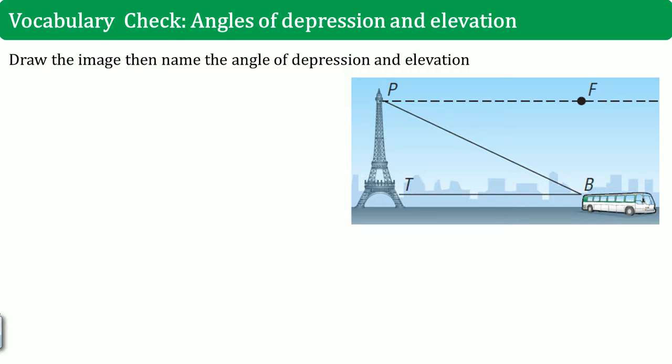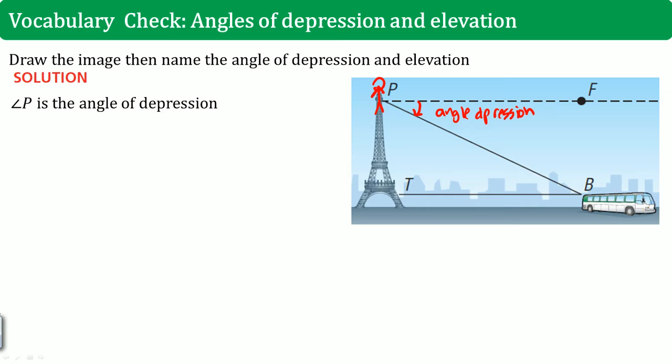Let's look at the vocab check. Now, you're going to draw the image and name the angle of depression and elevation. Here's the solution. The angle of depression is angle P, because you draw this person here. They are looking straight down. So this is going to be the angle of depression. But if we're looking up, like someone on the bus, and they are looking up, we call that the angle of elevation. So we call angle B the angle of elevation.